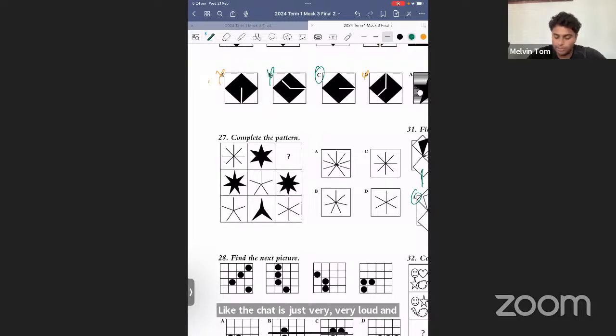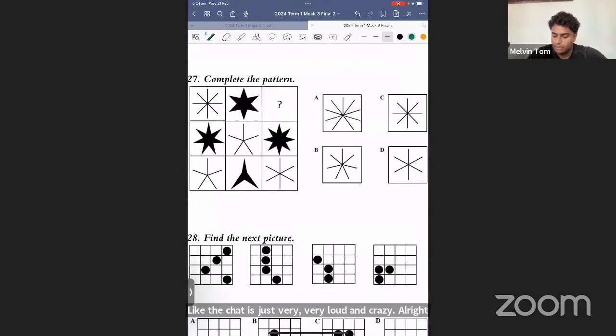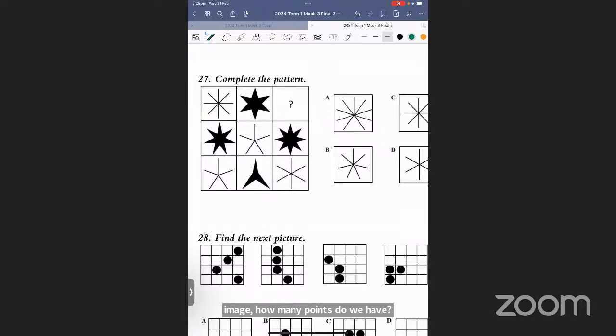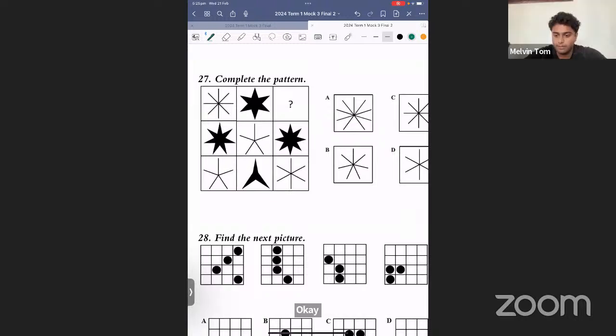All right. Question number 27, Aaron. So, Aaron, this is really straightforward. In this first image, how many points do we have? 8. And the next one, how many do we have? Let's try the middle one. How many do we have here?